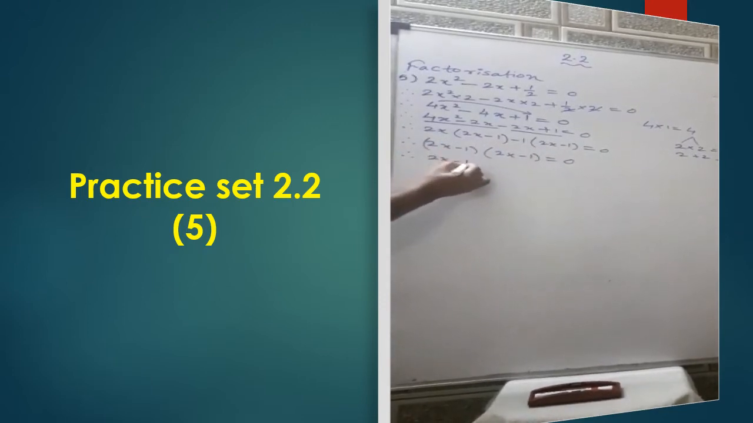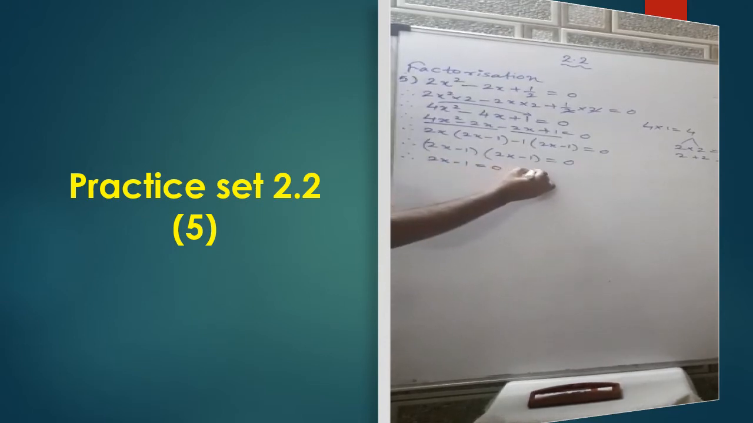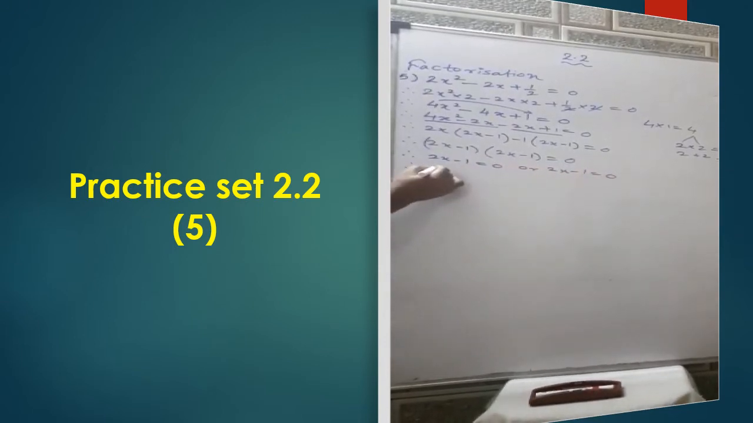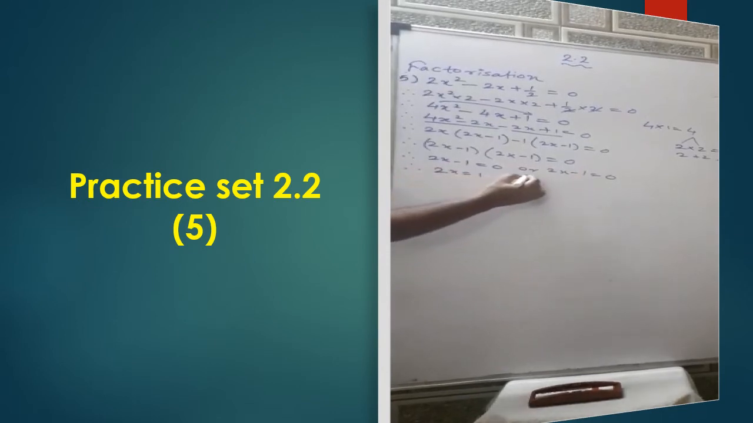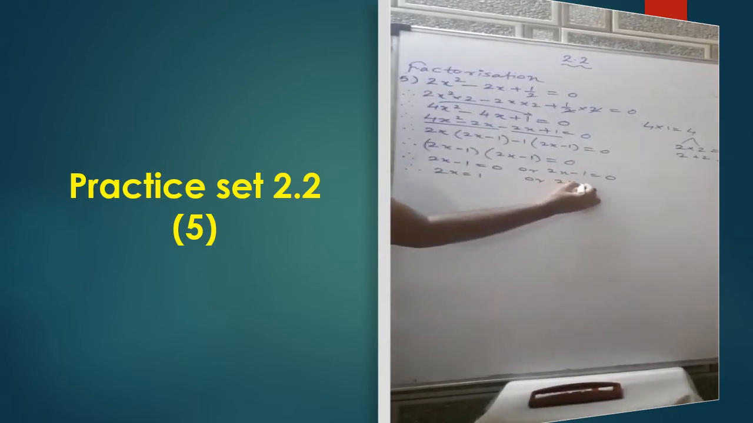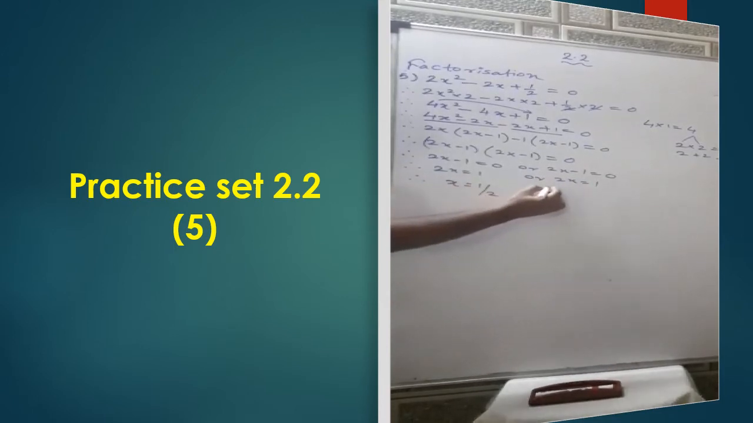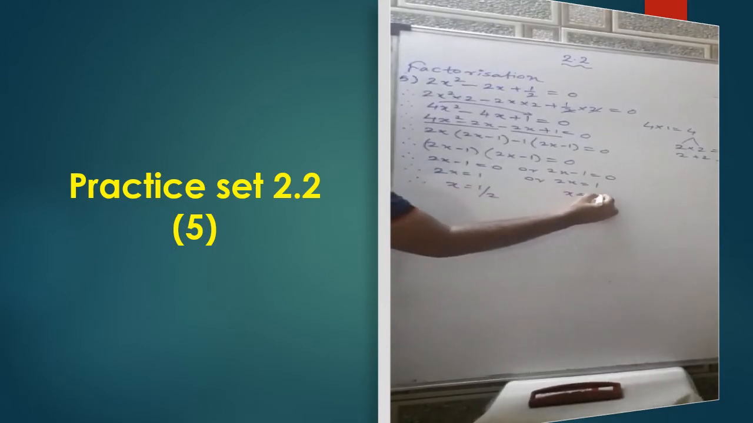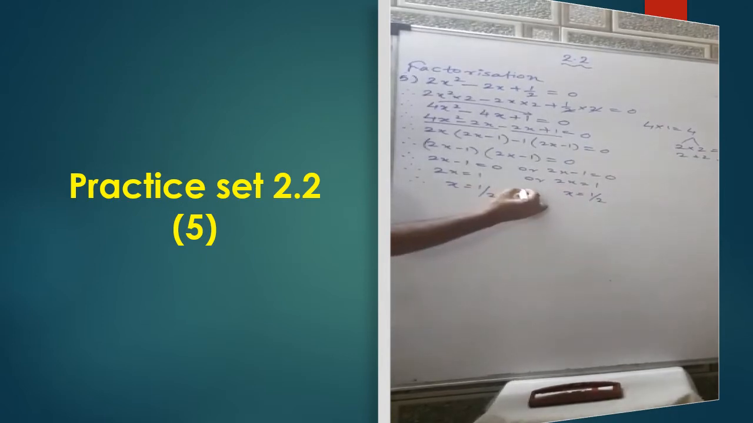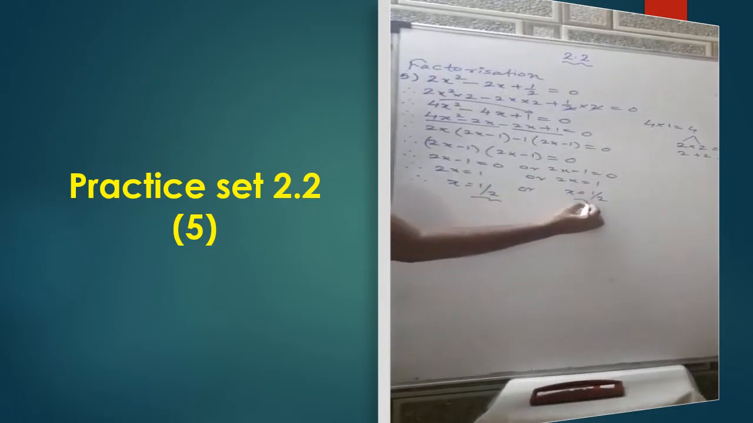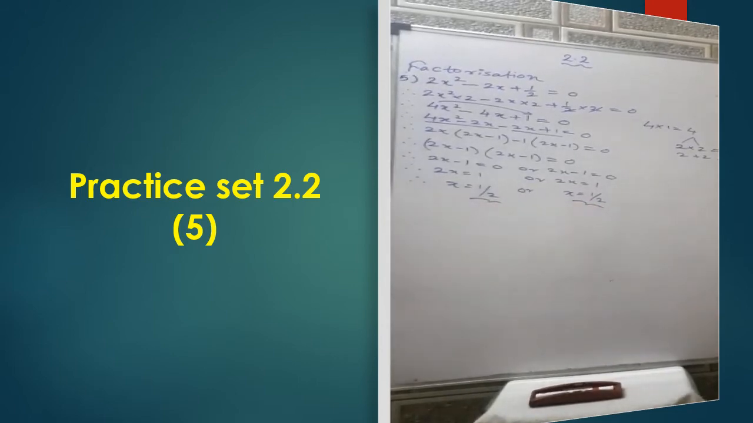So 2x minus 1 equals 0 or 2x minus 1 equals 0. So you get 2x equals 1. Same you get here, 2x equals 1. So x equals 1 upon 2 and x equals 1 upon 2. So it means your answer is 1 upon 2 and 1 upon 2.